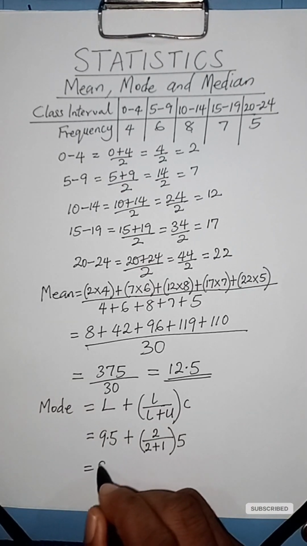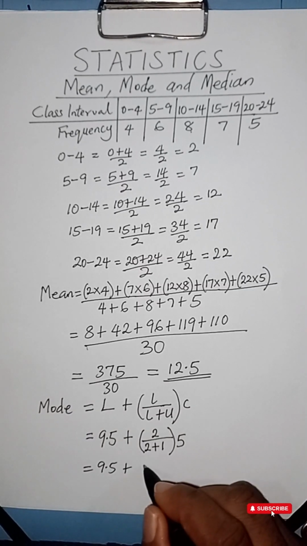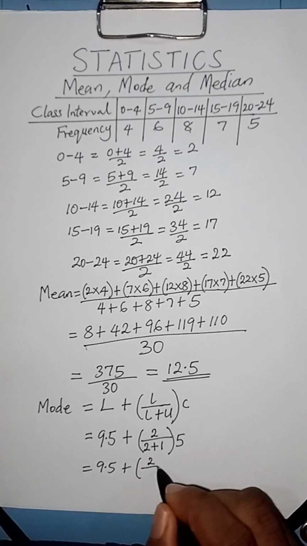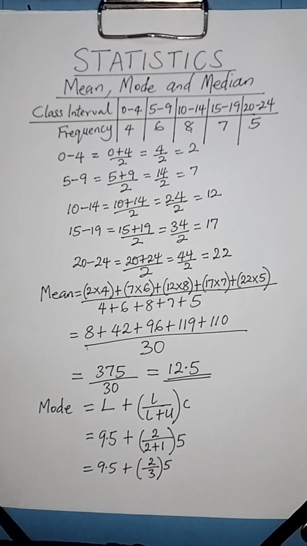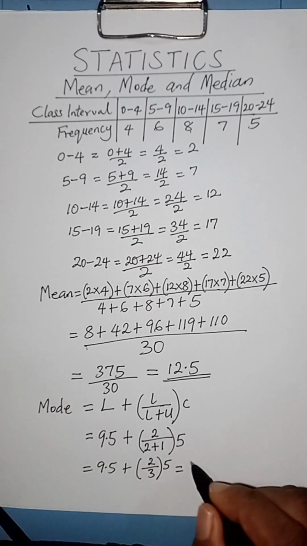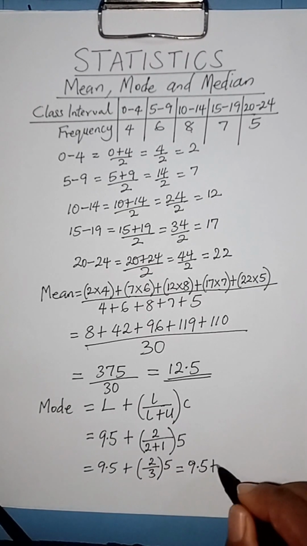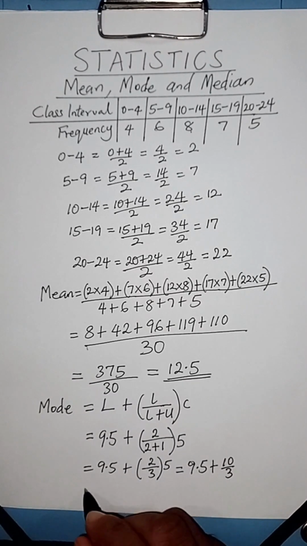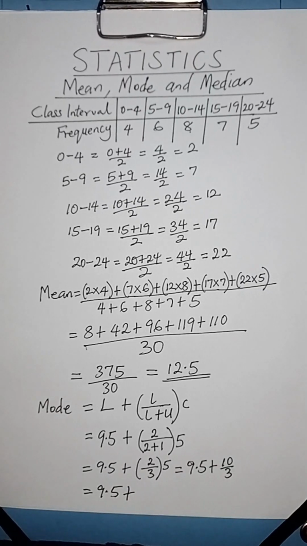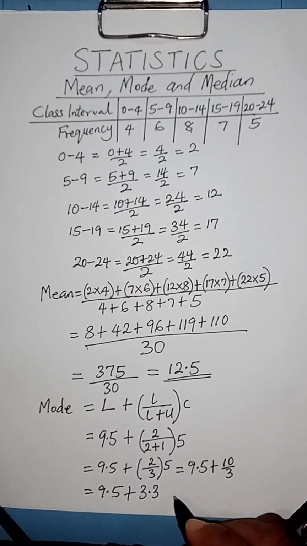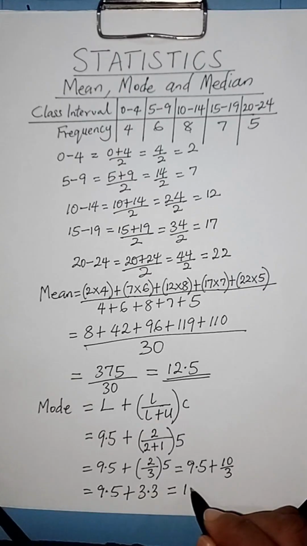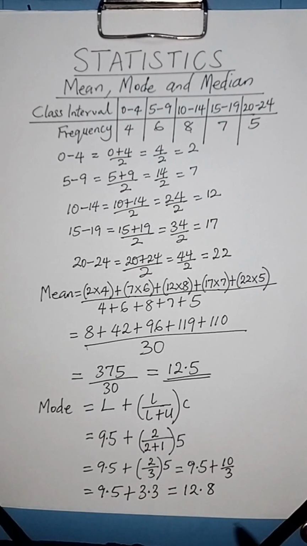And so this will become 9.5 plus, open bracket, 2 divided by 2 plus 1, which is 3, and close bracket, times 5. So at this point, we have 9.5 plus 2 times 5, which is 10, divided by 3. And so if 10 is divided by 3, it's going to be 9.5 plus 3.3. It's going to be a recurring decimal, so you can take it to one decimal place and stop. And then 9.5 plus 3.3 will give you 12.8. So this is the mode.